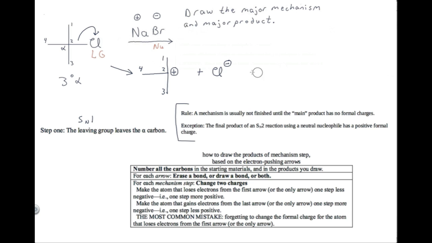And of course, we can be confident that we're not finished here because we know we're doing an SN1 reaction, and we've memorized that an SN1 reaction has two steps. So since we've only done one step so far, we can be confident that we need to do a second step.